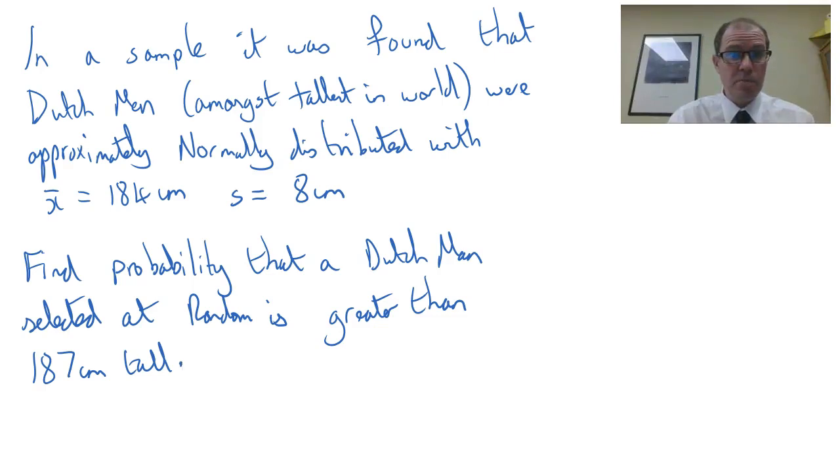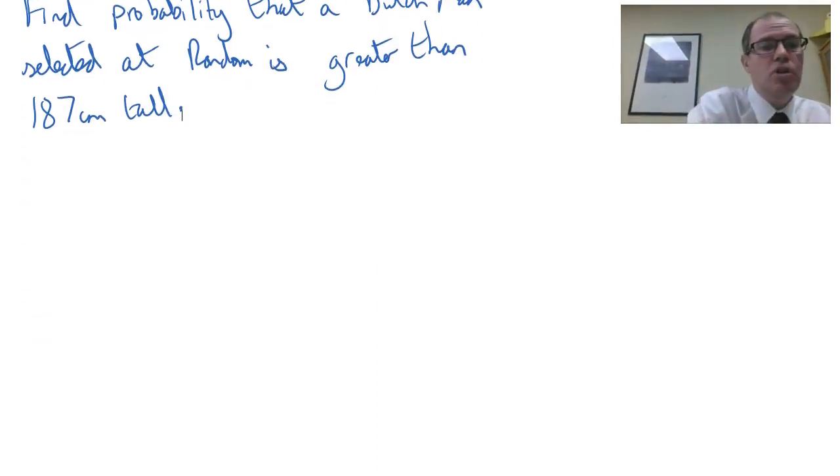So we're going to use a normal distribution to find the probability that a Dutch man selected at random is greater than 187 centimeters tall. First thing you need to do, and this is aimed at AP statistics but will work in other syllabuses as well, is specify the distribution. So we're going to assume a normal distribution.